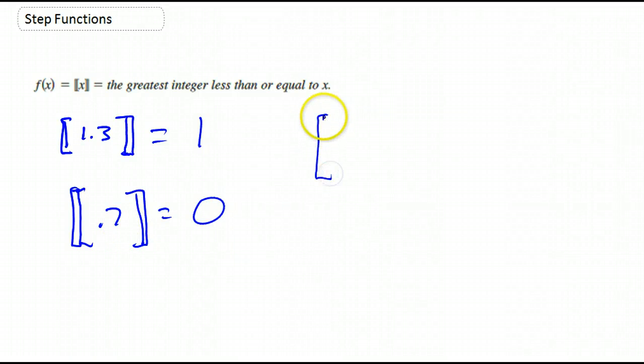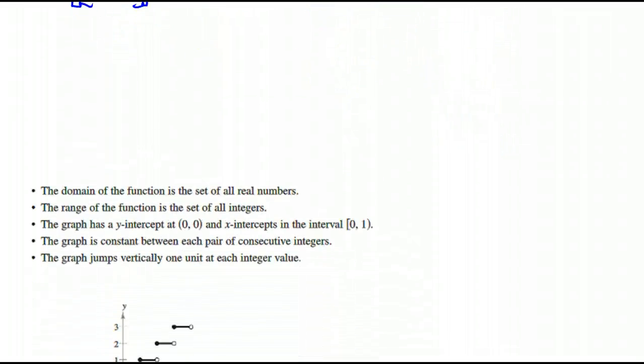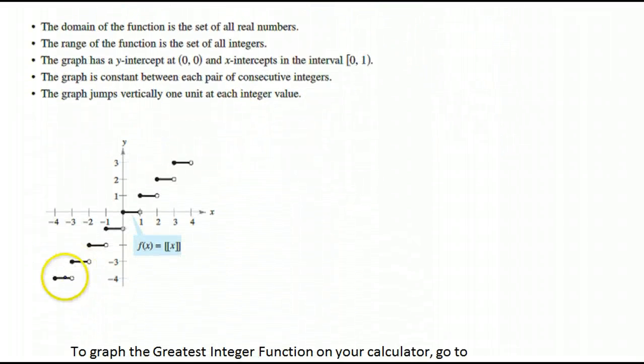Negative numbers are kind of tricky. How about negative 2.4? You have to think of a number line. What's the greatest integer to the left of negative 2.4? That would be negative 3. Now when you graph these, you get something that looks like a staircase, so it's sometimes called a step function.